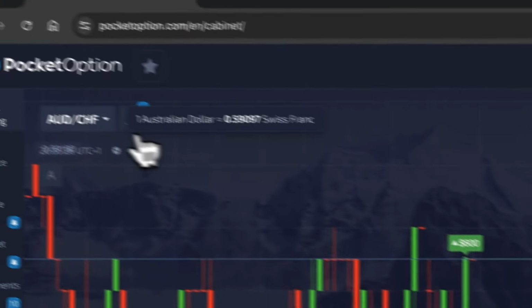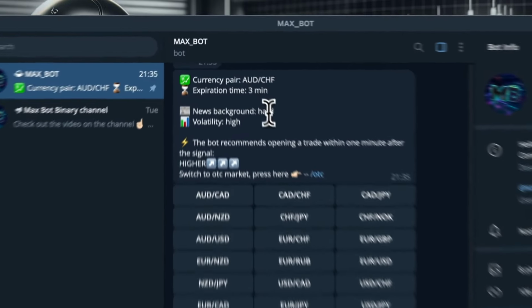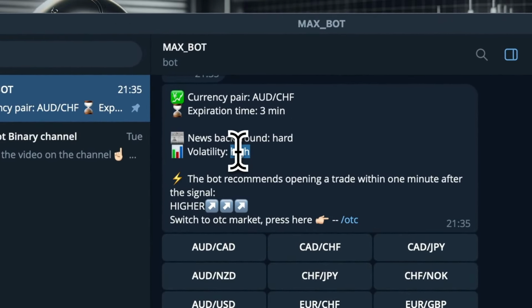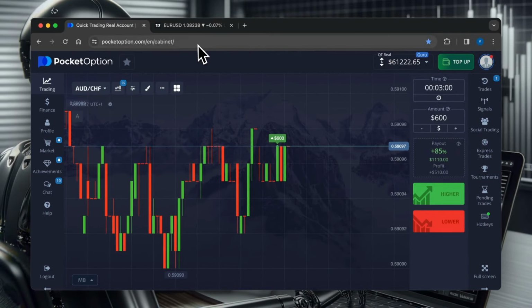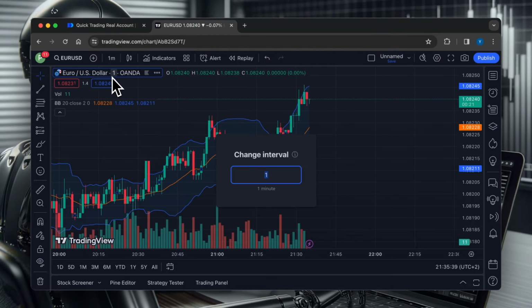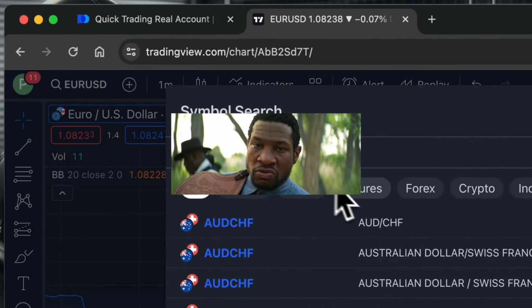The deal's on. The robot indicates additional information in the signal message. At the moment volatility is increased, and the news has a very significant impact on the price movement of this currency pair. I will now quickly analyze the situation in TradingView.